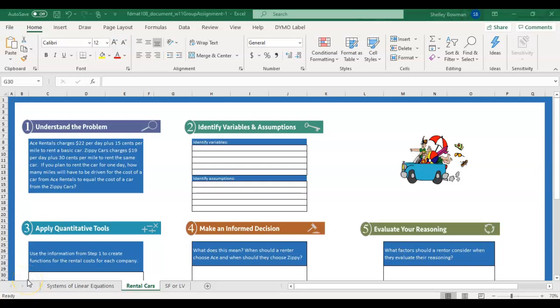This tutorial is for Week 11 group assignment solving equations. This is for tab 2, rental cars. Number 1, understand the problem.